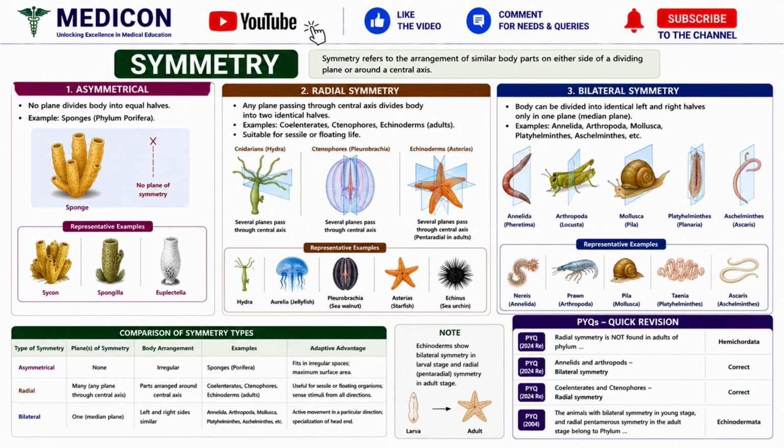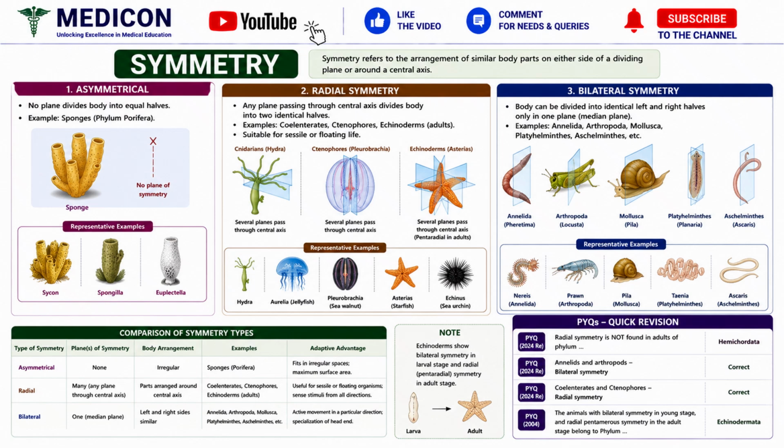First is asymmetrical. It means no plane divides the body into equal halves. Example: sponges, phylum Porifera. Even if an imaginary plane is given to that organism, it cannot be divided symmetrically. The examples are Sycon, Spongilla and Euplectella. You have to remember these examples, because a question matching symmetry versus example of the organism could be expected from here.